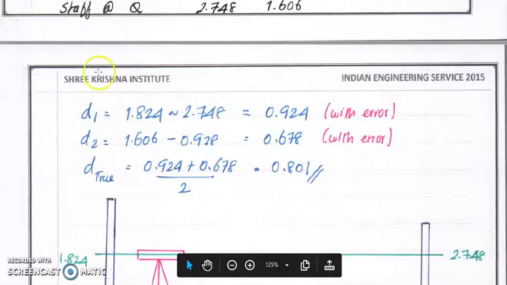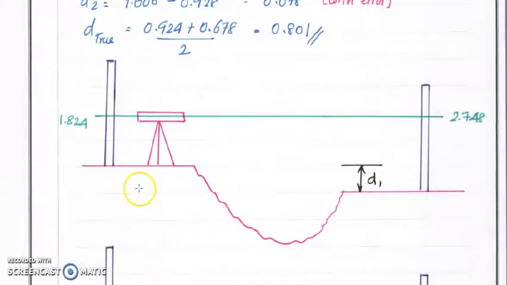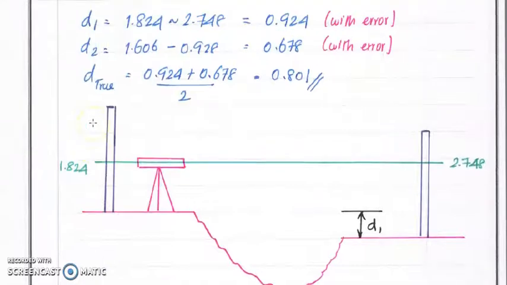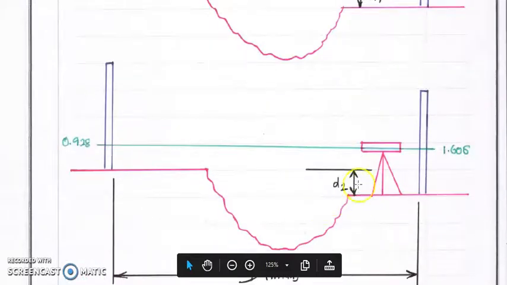Already you know the formula: D1 is A1 minus A2, and D2 is B2 minus A2. These two values have error, so the values are with error. The true difference is 0.801. Next, 1.824 we already got, that is given in the problem, and 2.78, and this is D1. Similarly, you can get D2.